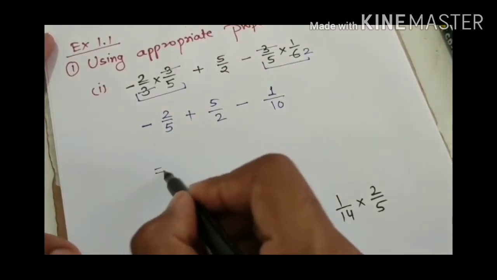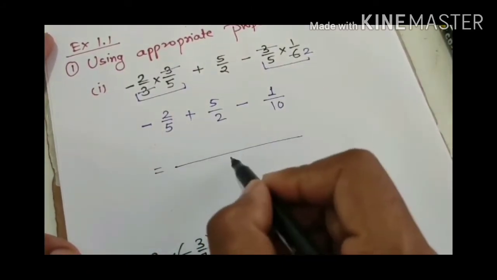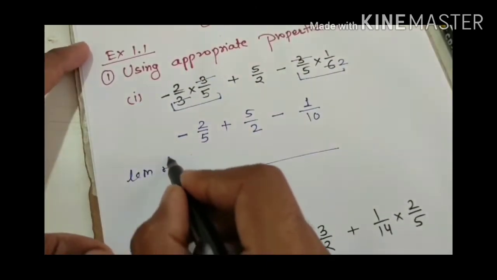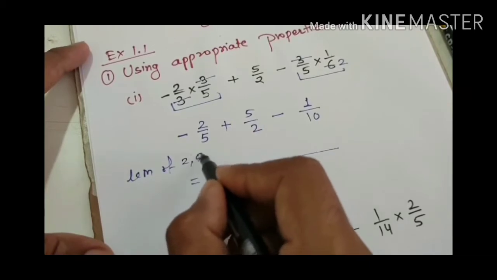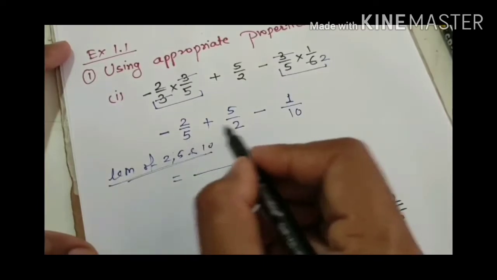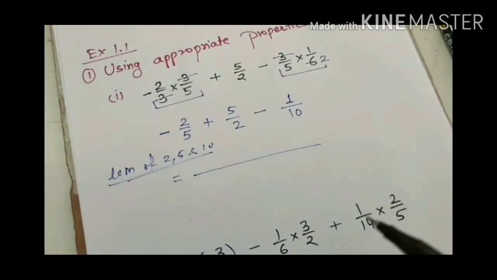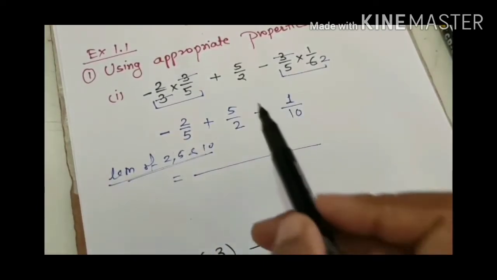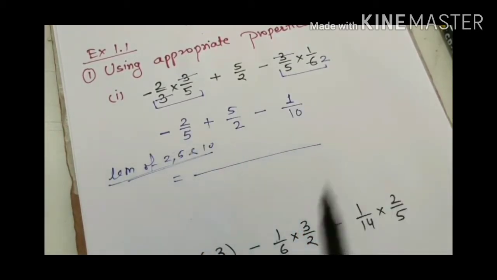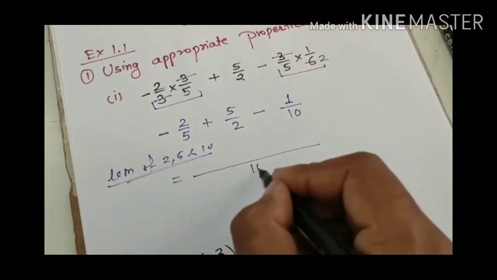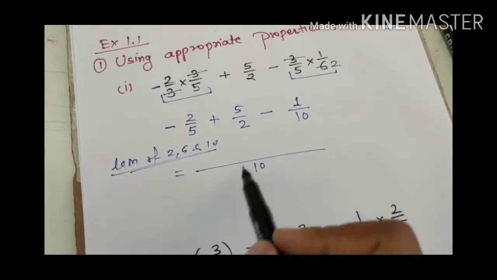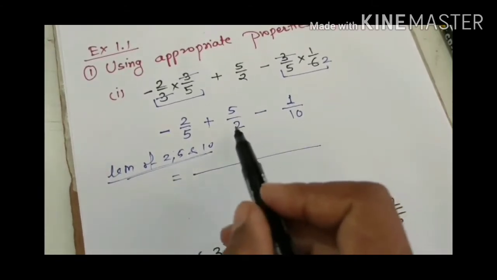Now what do we have to do? We will go for the LCM of 2, 5 and 10. So what will be the LCM? You have to find the LCM here. And why are we finding the LCM? So that the number can be divided easily. Okay, so now the LCM is 10.